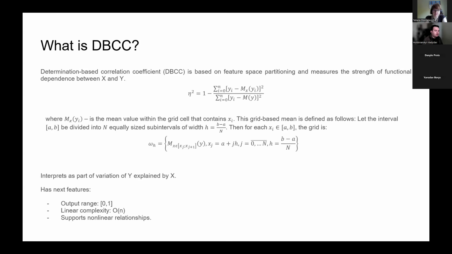It naturally supports nonlinear relationships. DBCC can detect complex nonlinear associations between variables. This allows analysts to uncover hidden patterns and dependencies that traditional methods might miss, especially in high-dimensional or real-world data. Additionally, DBCC is bounded within 0 to 1 inclusive, and can be interpreted similarly to the coefficient of determination, as the proportion of variance in the target explained by the input feature. This makes it especially useful for exploratory data analysis and machine learning tasks, where understanding how features explain the outcome is essential.